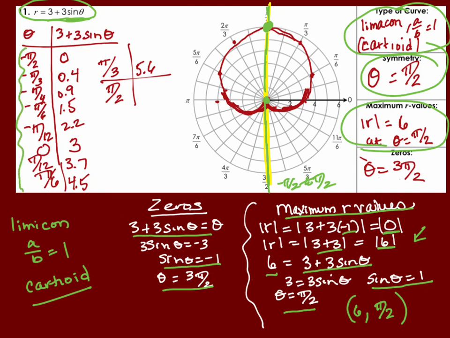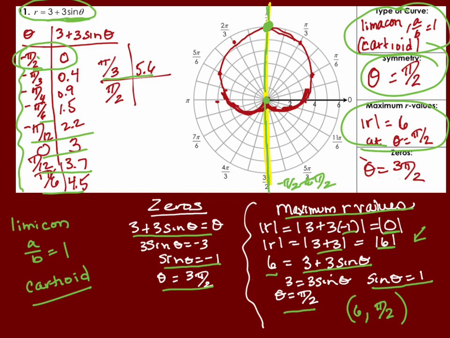I'm going to use pi over 2, pi over 3, negative pi over 2, negative pi over 3, negative pi over 4, negative pi over 6, and then negative pi over 12. So I stuck a pi over 12 in there, and then 0. At 3 pi over 2 we knew it was 0. Pi over 12 is 3.7, and pi over 6 is 4.5, and pi over 3 was 5.6 from my calculator. So plotting those points, negative pi over 2, which is 3 pi over 2, is 0.